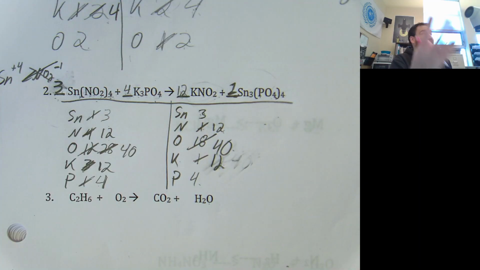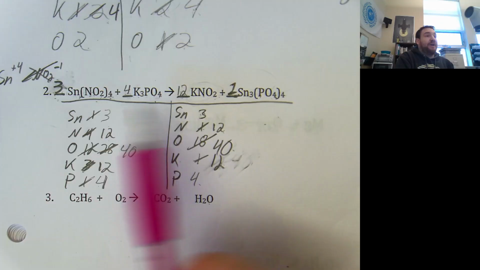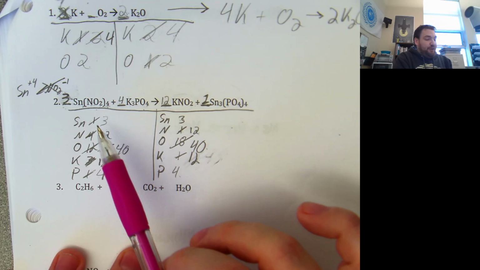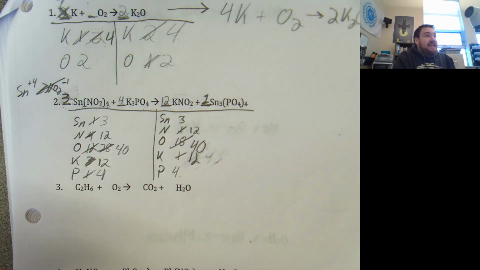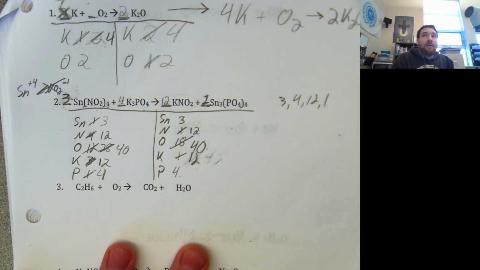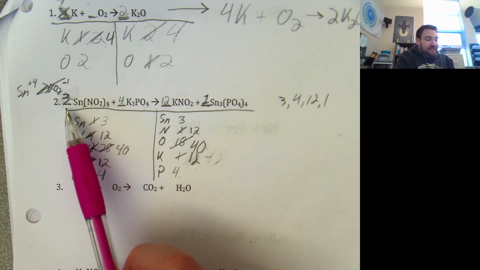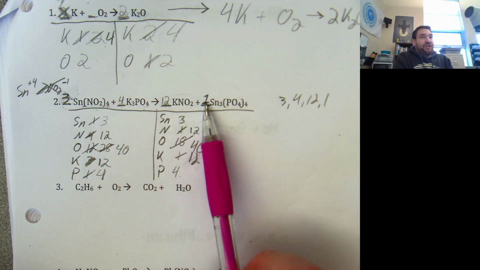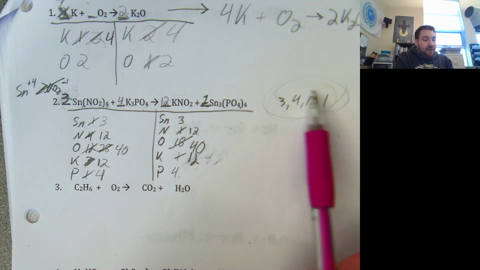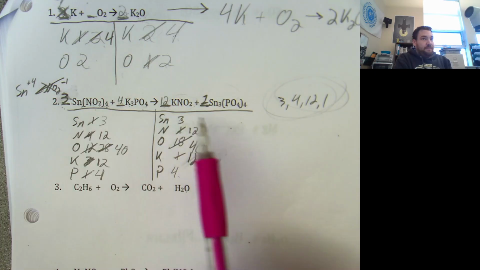And when I provide you with an answer key, because I'm not going to provide you with the entire question, how I would provide you with an answer key for a question like number 2 is I would say this. The answer is 3, 4, 12, 1. And that from left to right is the list of coefficients on each compound. So this is how you'll see the answer key. This is what it means.